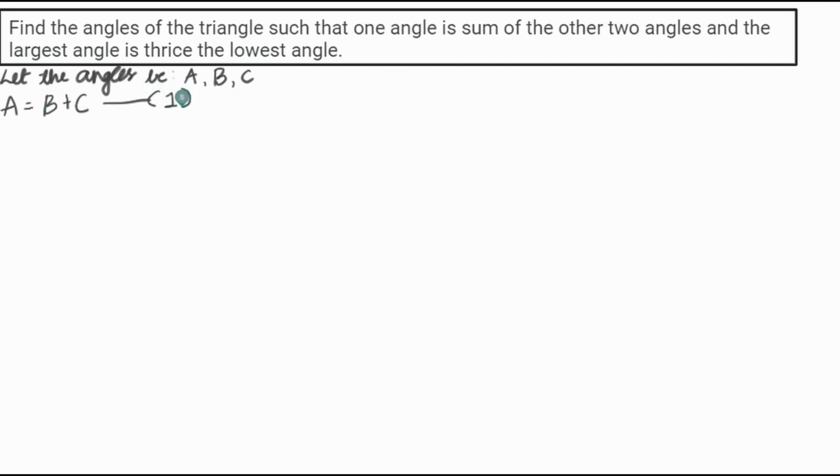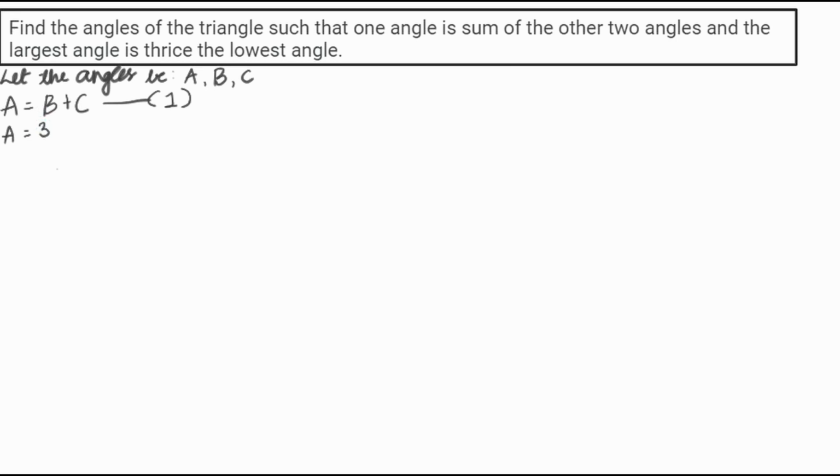The second requirement is the largest angle is thrice the lowest angle. A should be the largest angle because it is the sum of the other two angles B plus C. B or C cannot be the largest angle. So if A is the largest angle, either B or C can be the lowest angle. In this case, I'll be taking B as the smallest angle. So the second requirement is largest angle A is thrice the lowest angle B. Let this be equation 2.